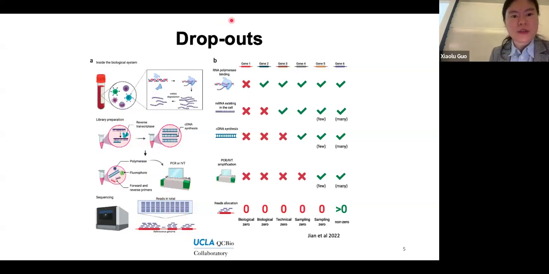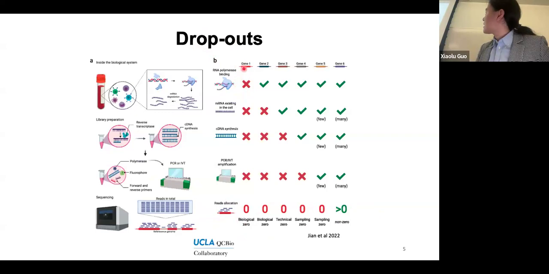So dropouts means that we observe zeros in the sequencing readout. However, these observed zeros may have different reasons, as summarized here.